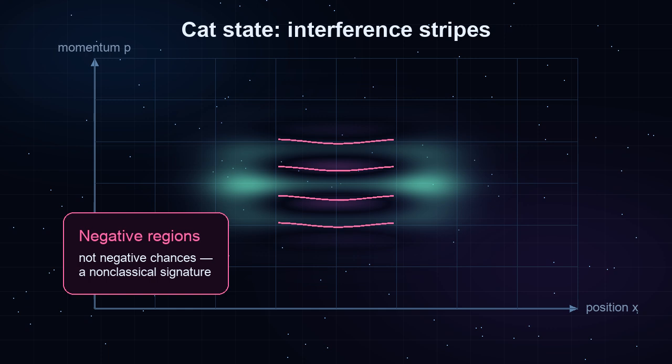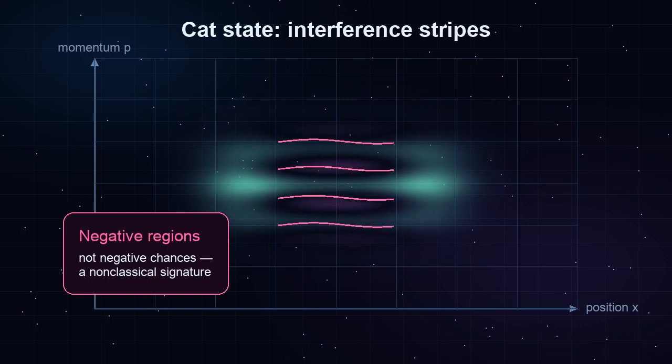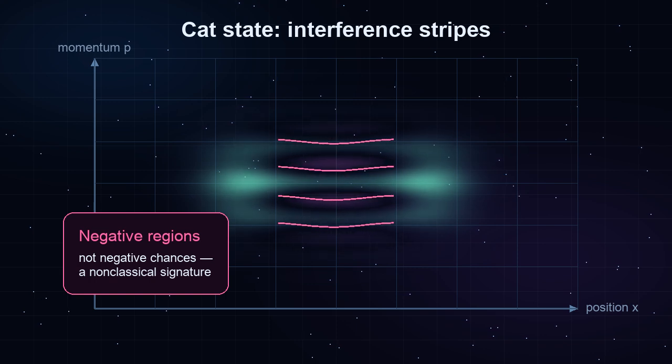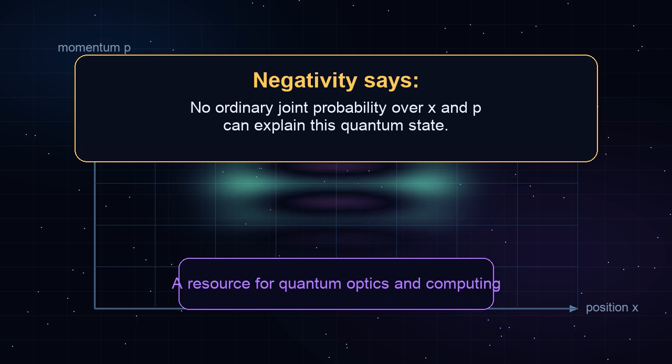They let us visualize when a system is merely noisy, and when it contains a resource that classical randomness cannot imitate. So the key idea is simple: the Wigner function is a phase space shadow of a quantum state. Positive blobs look classical. Negative ripples reveal the hidden wave nature underneath.